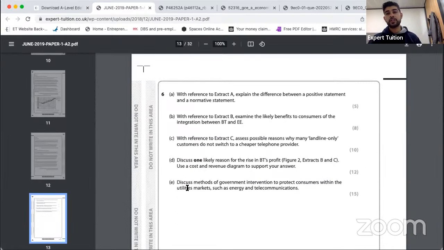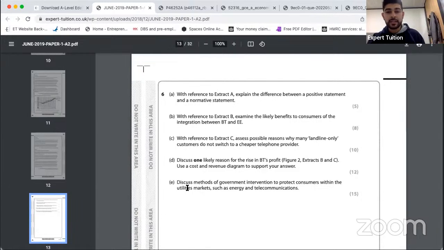Discuss methods of government intervention to protect consumers within the utilities markets, such as energy and telecommunications. It is literally the same answer. You just give me slightly more depth. First analysis is create a database. A database reduces information gaps. It makes the market more contestable. It makes it easier for them to switch between suppliers.